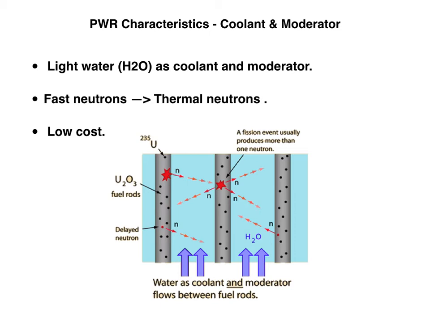The pressurized water reactor uses light water as a coolant and a moderator at the same time. Light water is a good moderator because of its properties in slowing down the speed of the fast neutrons to become thermal neutrons, which are very effective in the fission reaction. The other reason for using light water is the low cost compared to other materials such as heavy water.